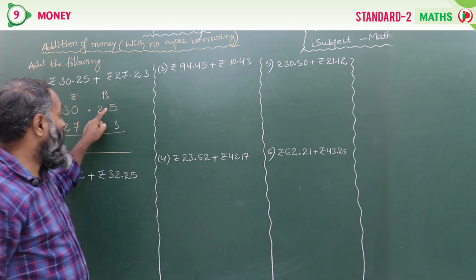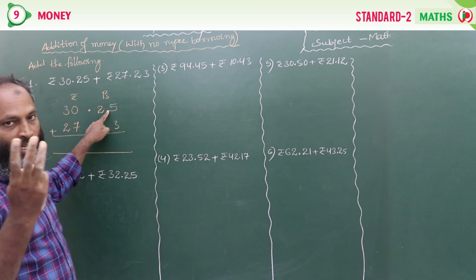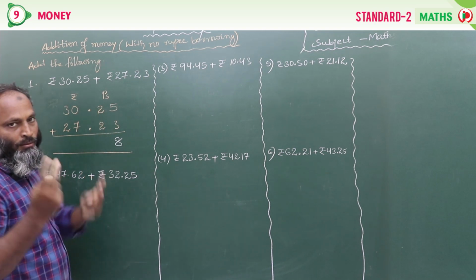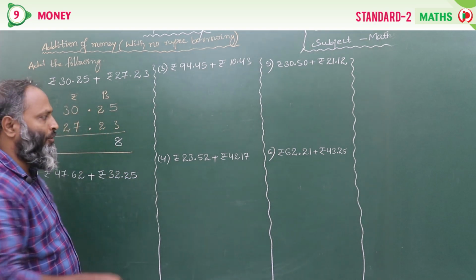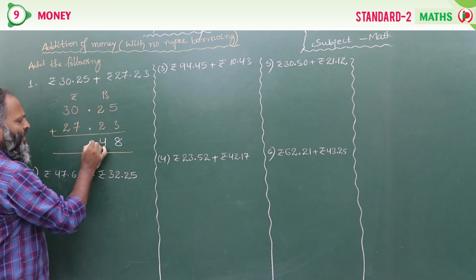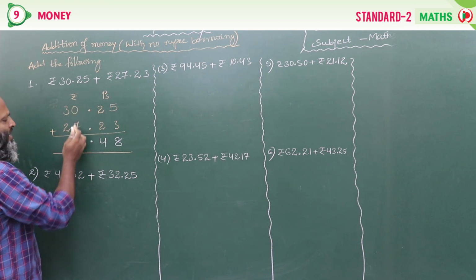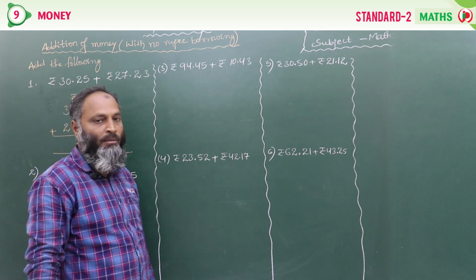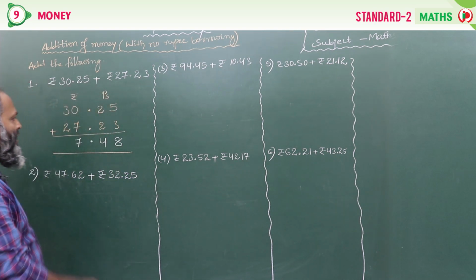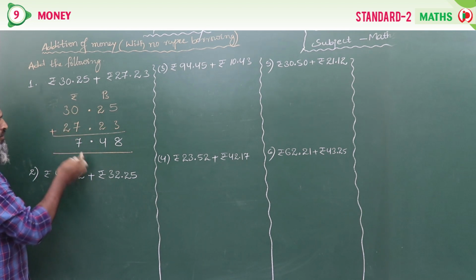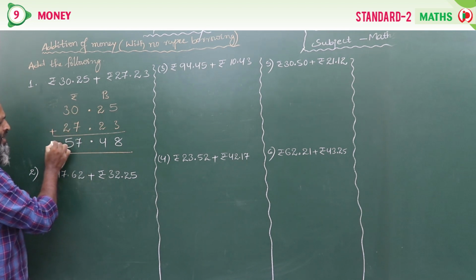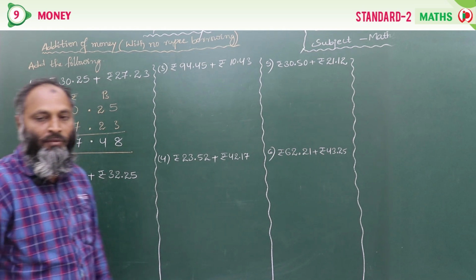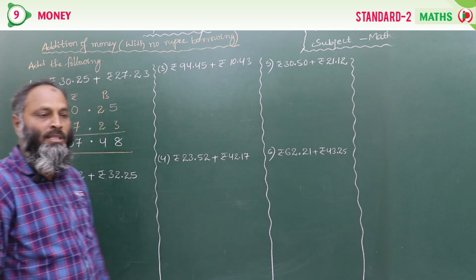Okay. Then 5 plus 3, 5, 6, 7, 8. So that we should take here. And 2 plus 2, that we know, 4. Then after that, decimal. Then 0 plus 7, we know, so the same number you will get. After adding a number with a 0, you get the same number. Then 3 plus 2 is 5. So the answer is 57 rupees 48 paisa.